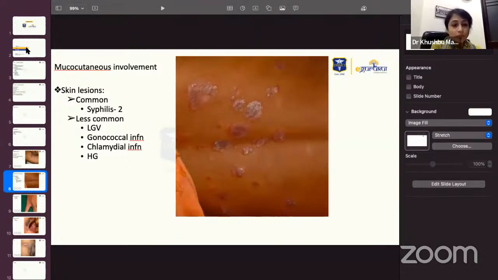This is also something which I was saying, that when they talk about mucocutaneous involvement, you should know that if they're giving you skin lesions, the STD which presents with skin lesions would be secondary syphilis. Less commonly, it can be there with HSV, with gonococcus, chlamydia, but from your exam point of view, they hardly try to give you any other STD apart from syphilis when they are giving you some mucocutaneous finding.